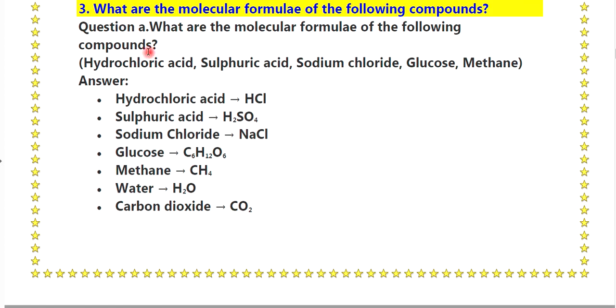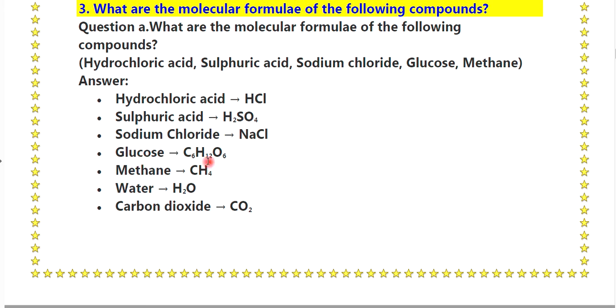Question number 3. What are the molecular formulas of the following compounds? In that question A, the compounds are hydrochloric acid, sulfuric acid, sodium chloride, glucose and methane. Answer: first is hydrochloric acid, which has the formula HCl. Second is sulfuric acid, which has the formula H2SO4. Third is sodium chloride, which has the formula NaCl.